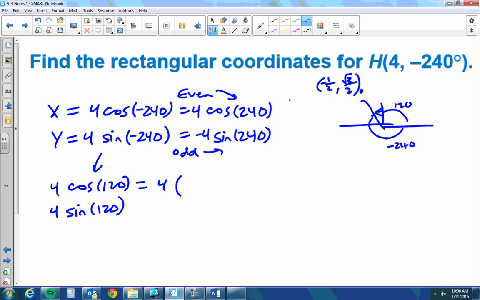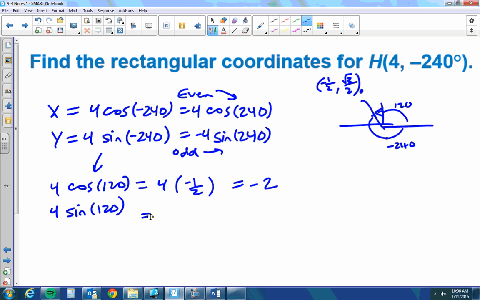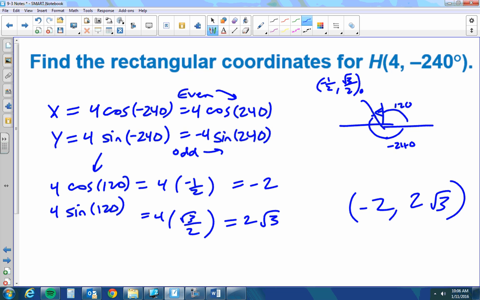So cosine of 120 is the negative 1/2 I have sitting there. No fraction bar. And so that's -2, and then positive sign is positive there. That's 2 radical 3. And so -2 comma positive 2 radical 3, which looks right for a second quadrant point, doesn't it? All right?